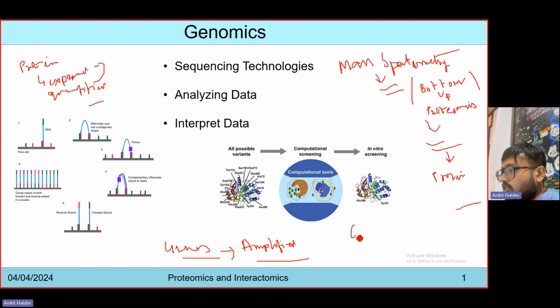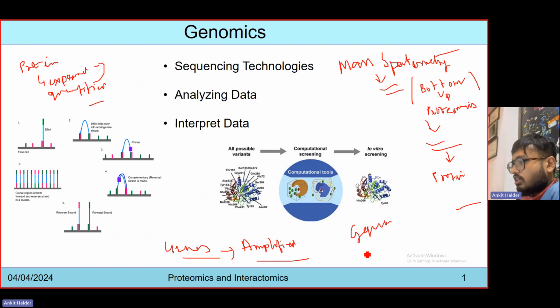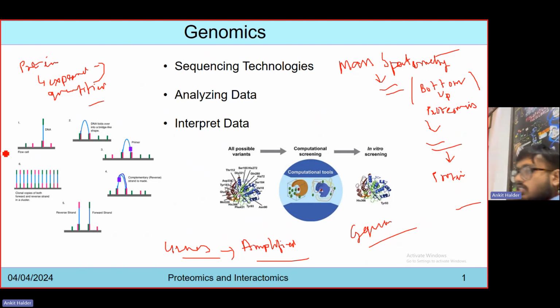So when you want to understand what a sequence is, in genomics, when we talk, it's about the sequence. At the transcript level or the mRNA level, we look at the expression level, and at the protein level, we look at the expression. So this is the major concept. So here we need to have the sequencing technologies where it is sequenced.